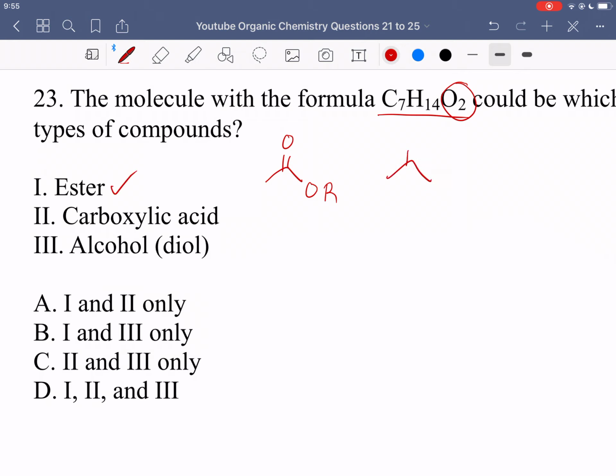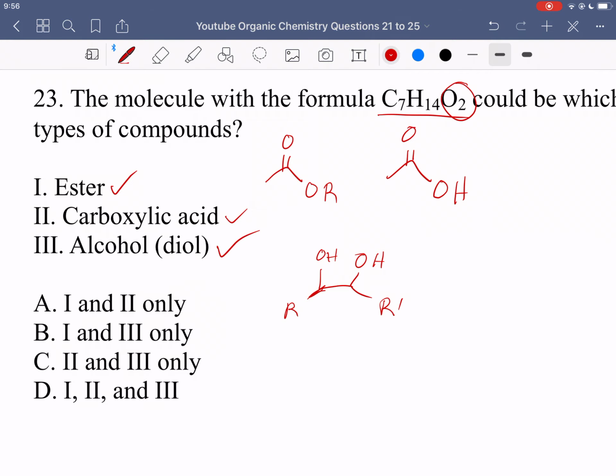Carboxylic acid, under the same logic, it makes sense that as long as we have those two oxygens available, we can also make a carboxylic acid and then once again play around with the carbons and hydrogens to get the right structure. And then finally, an alcohol. Yes, we could also make an alcohol and then just add some more R groups to that. So because they specifically specify a diol, yes, it makes sense that we could also make an alcohol.